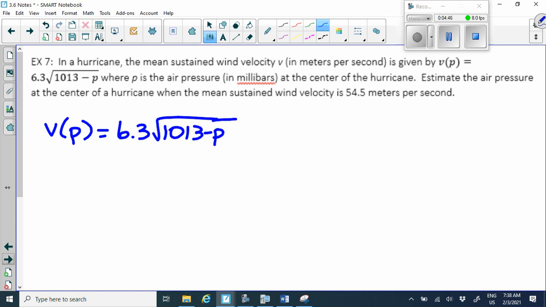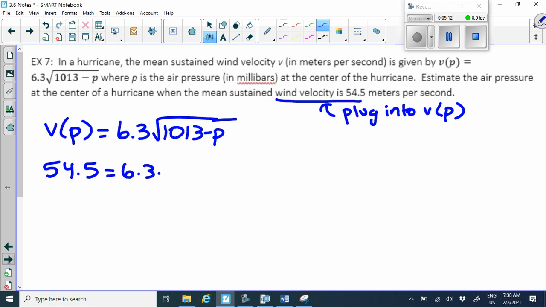Okay, now they do also tell us that the wind velocity is 54.5. So we have to figure out, where do we plug that in? Do we plug it into V of P or just P? Well, we're going to plug into V of P because that is our velocity there, okay? So now what we're going to do is we have 54.5 equals 6.3 square root of 10,013 minus p.